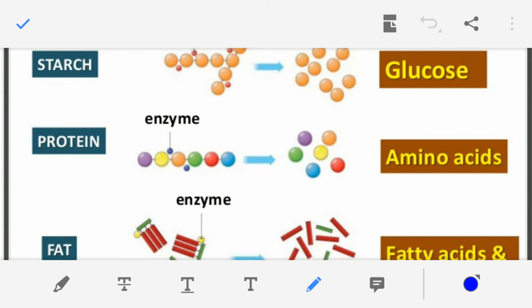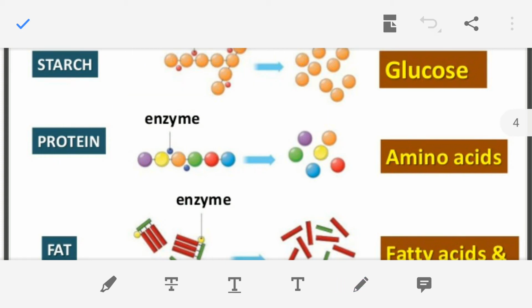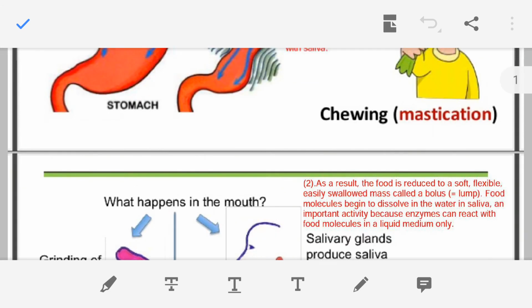Now, as you can see on the screen, I am showing you the main components of our food. In our food, carbohydrates are present. Then proteins are there and fat is also present. Amongst these three, starch is the main polysaccharide. Starch is the main carbohydrate, and the digestion of starch begins in our mouth itself.